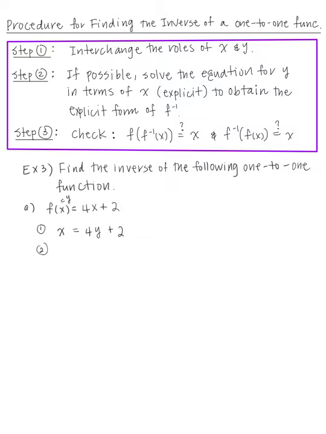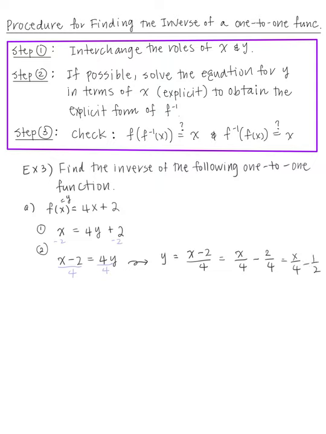And then step 2, if possible, solve the equation for y. We want to solve the equation explicitly. All right, so can we do that? I think in this case we can. So we subtract 2. So we have x minus 2 equals 4y. Now dividing out by 4, it looks like we're going to have y equals x minus 2 over 4. Or remember, this is the same thing as x over 4 minus 2 over 4, which is the same thing as x over 4 minus a 1/2.